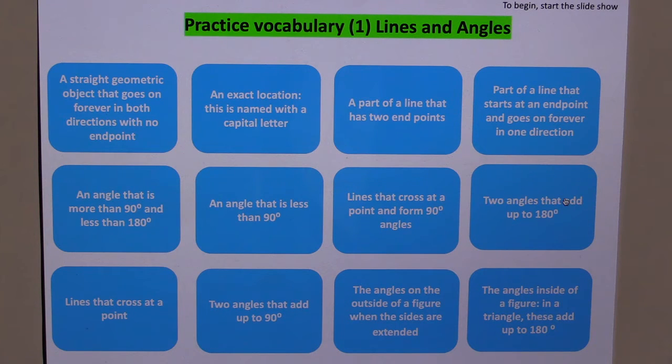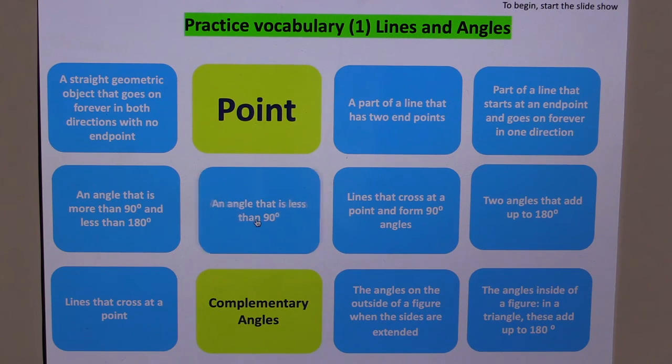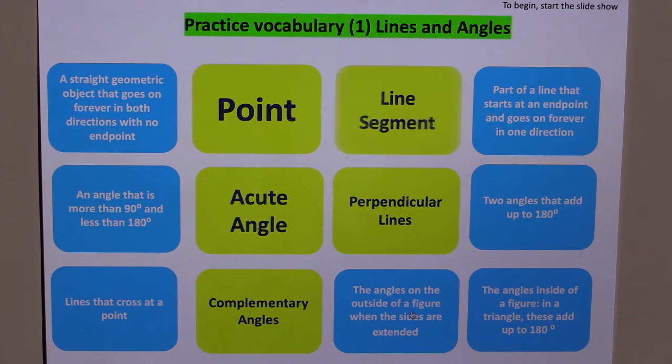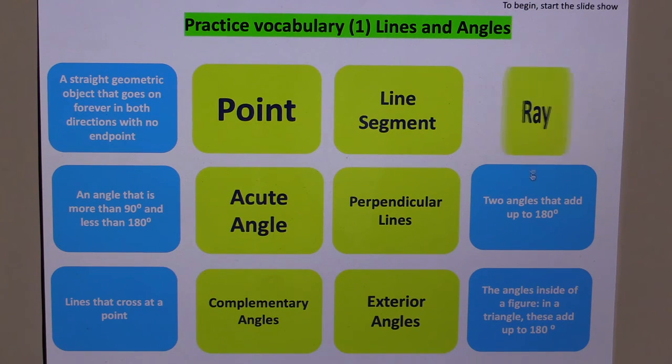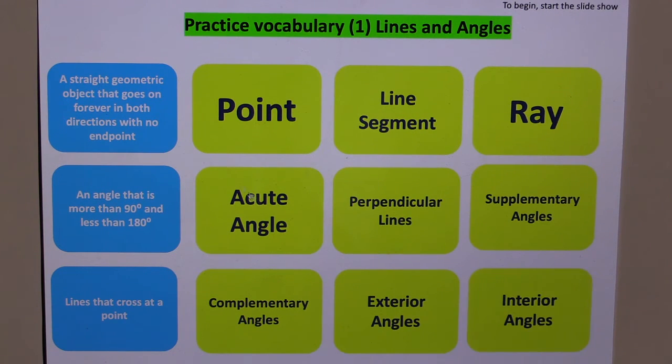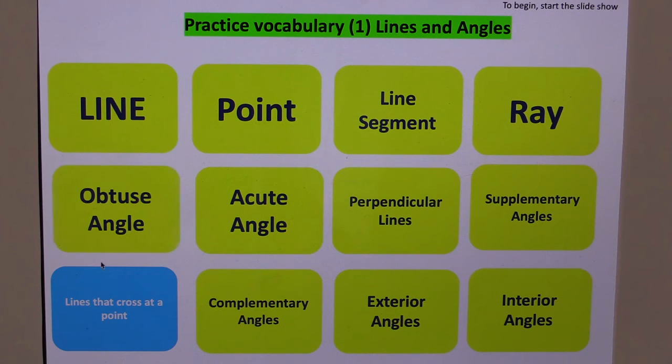Lastly, lines that cross at a point. What is that? It is intersecting lines. Two angles that add up to 90 degrees, it is going to be complementary angles. Or you can start from here, like this, and have them explain what they are. Right? So I'm going to have everything up here to show all the words.